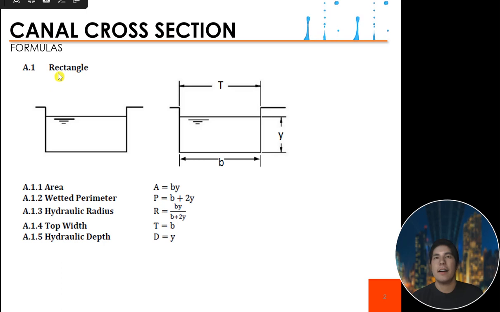So, for rectangular channel, we have this area, wetted perimeter, hydraulic radius, top width, and hydraulic depth. So, we have these formulas. Okay?